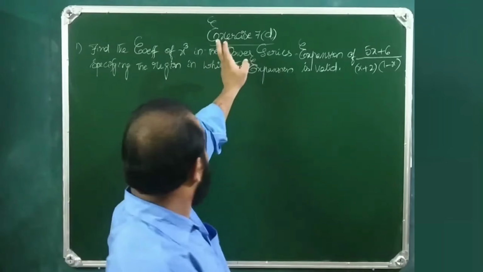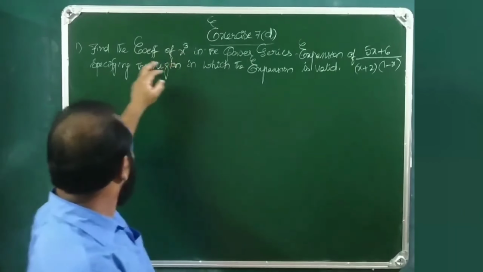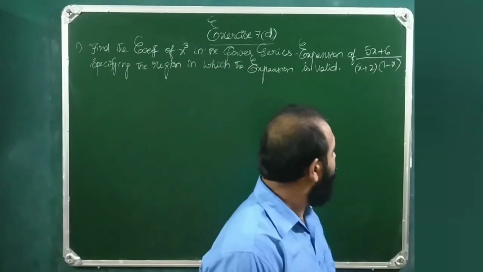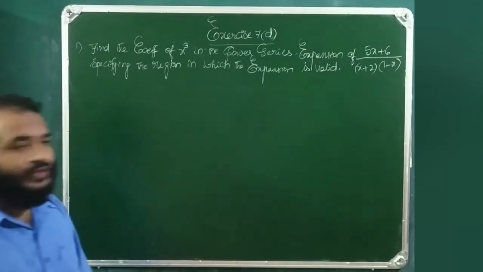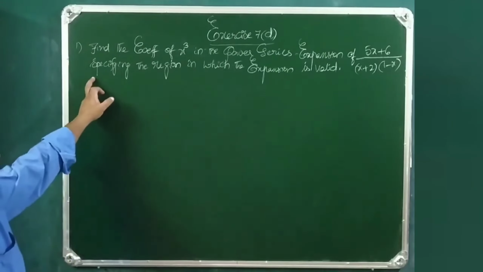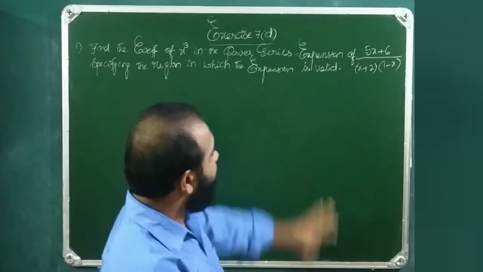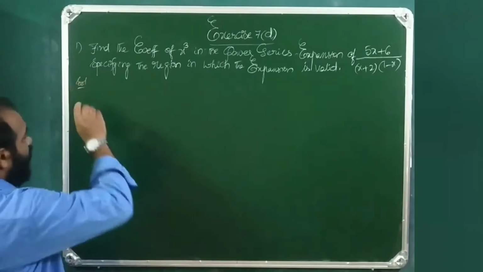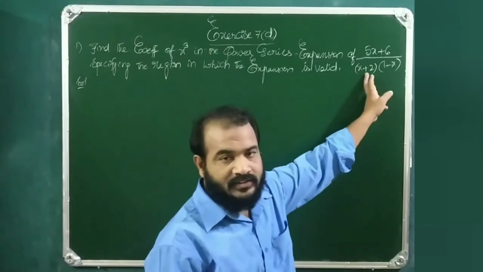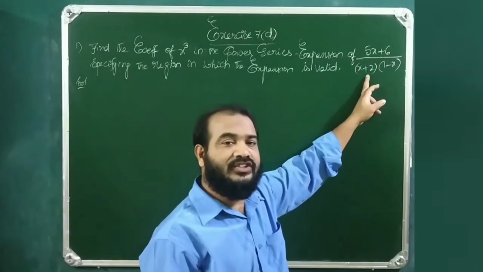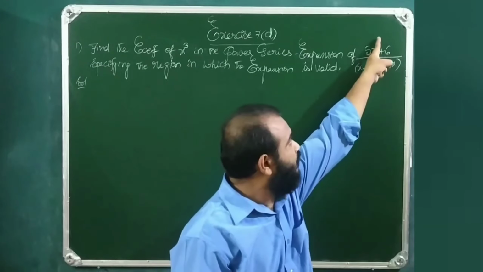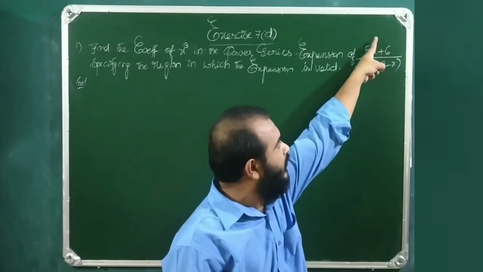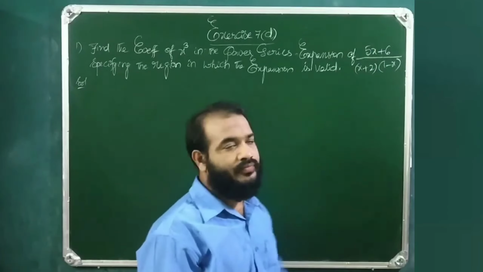Let us discuss the first question. Find the coefficient of x^3 in the power series expansion of (5x + 6) / ((x + 2)(1 - x)), specifying the region in which the expansion is valid. First of all, take this fraction. Which kind of fraction is it? Proper fraction. The degree of numerator is 1, the degree of denominator is 2.